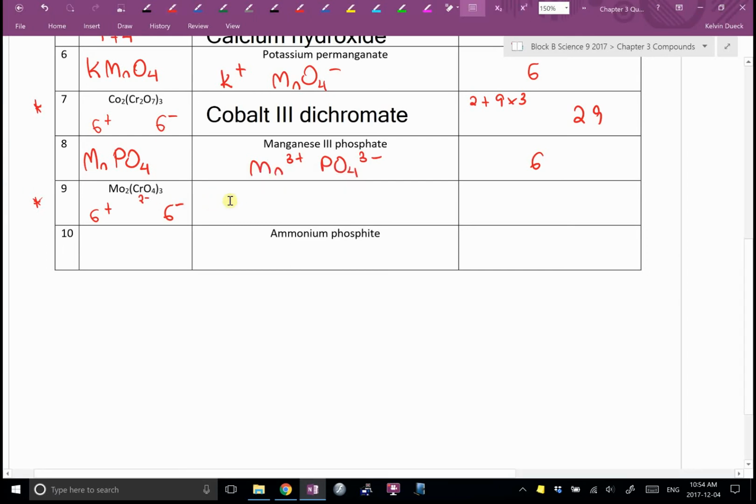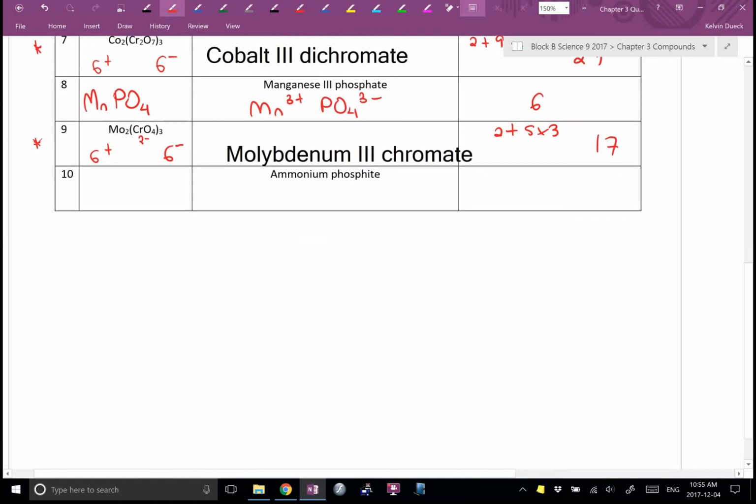All right, I got to spell that one right. Molybdenum. I won't take marks off, but molybdenum 3 chromate. How many atoms? That's a great question. 2 molybdenums. Inside the brackets, I have 5 and 3 of those. So 17? Yeah. There you go.